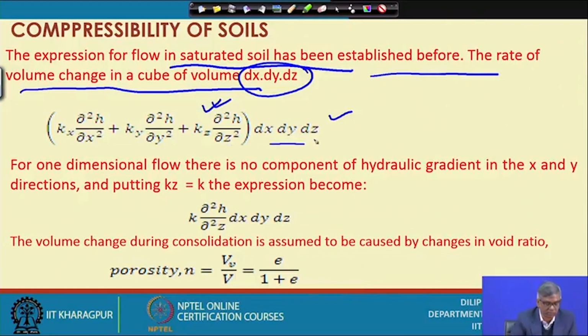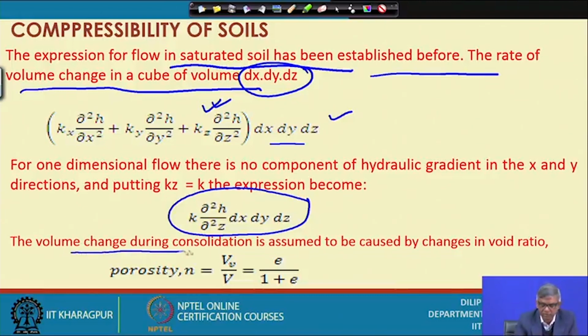This we have derived before, and for one dimensional flow there is no component of hydraulic gradient in the x and y direction. Putting kz equal to k, if I consider one dimensional, the expression reduces to k into del 2h by del z square into dx dy dz.